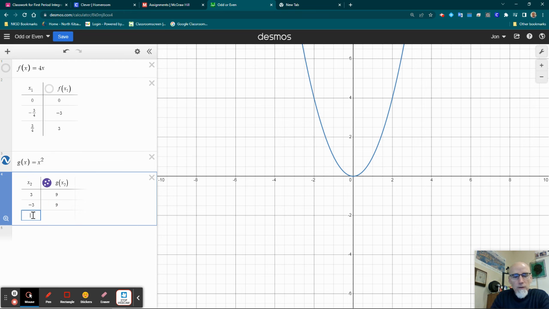Let's try another one. Let's try 5. If I put 5 in, I get 25. If I put negative 5 in, I get positive 25 again. So this is an example of an even function.